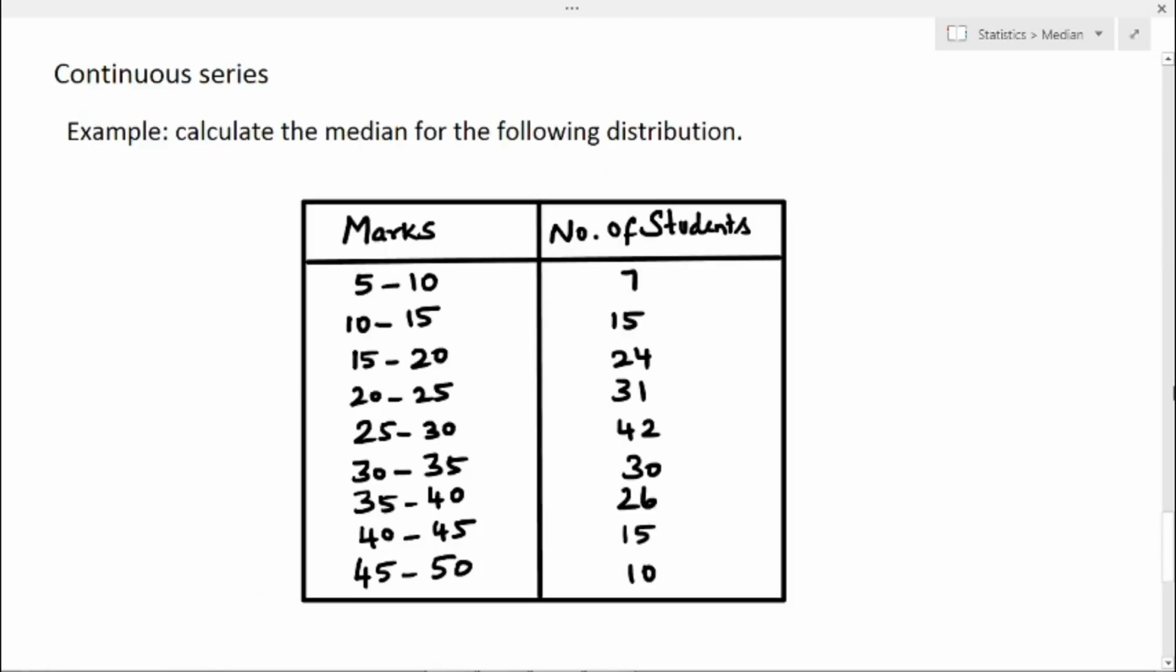Next, continuous series example. In this example we have to find the median for the following distribution. Here we have marks given in the form of class intervals, 5 to 10, 10 to 15 and so on till 45 to 50, and the corresponding number of students, that is the frequency: 7, 15, 24, 31, 42, 30, 26, 15 and 10. Now you have to find the cumulative frequency first. Cumulative frequency means we have to add the frequency values.